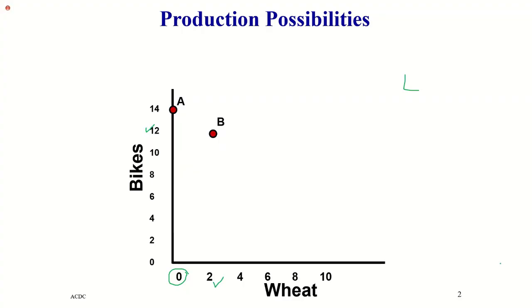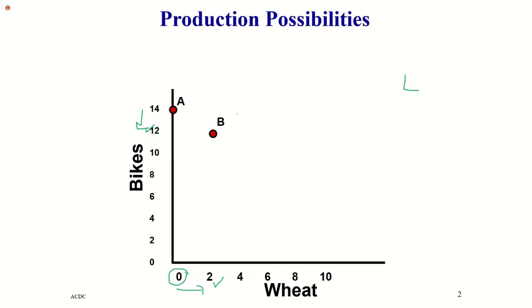So these people will take time, it will take time, but their skills are different, and they get used to this. So now, because we're using the same labor, technology, we will have to give up on bikes. Now we produce more wheat, but we are giving up bikes.